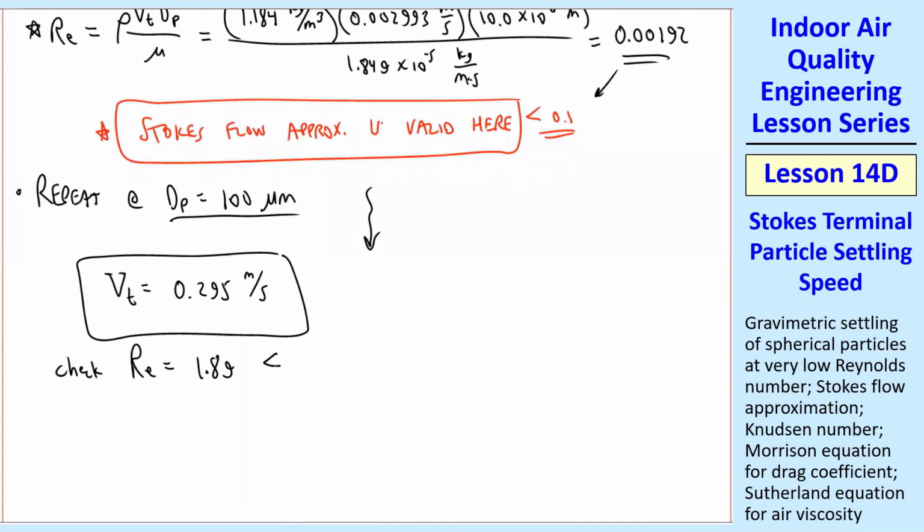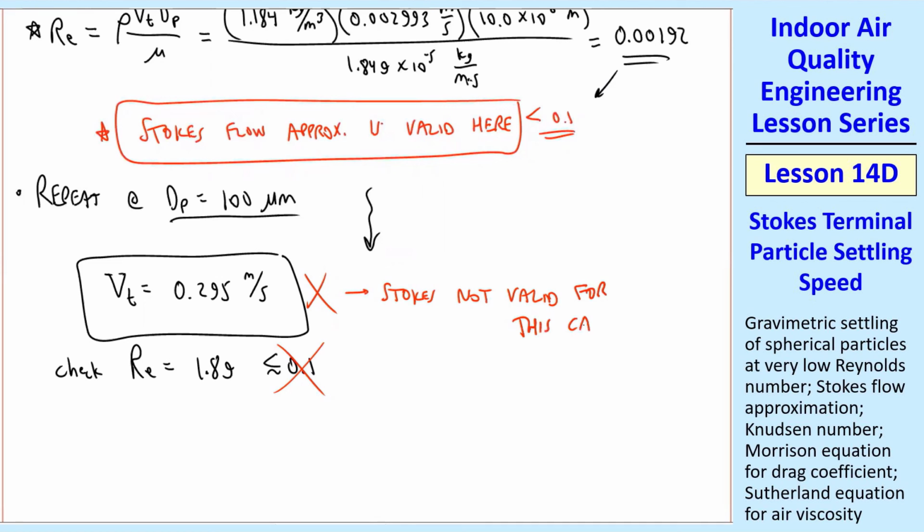So we check, is that less than about 0.1? No, it's not even close. So this is not a correct answer. I would say that Stokes is not valid for this case. So that number is kind of bogus. That answer is bogus. I don't trust it.